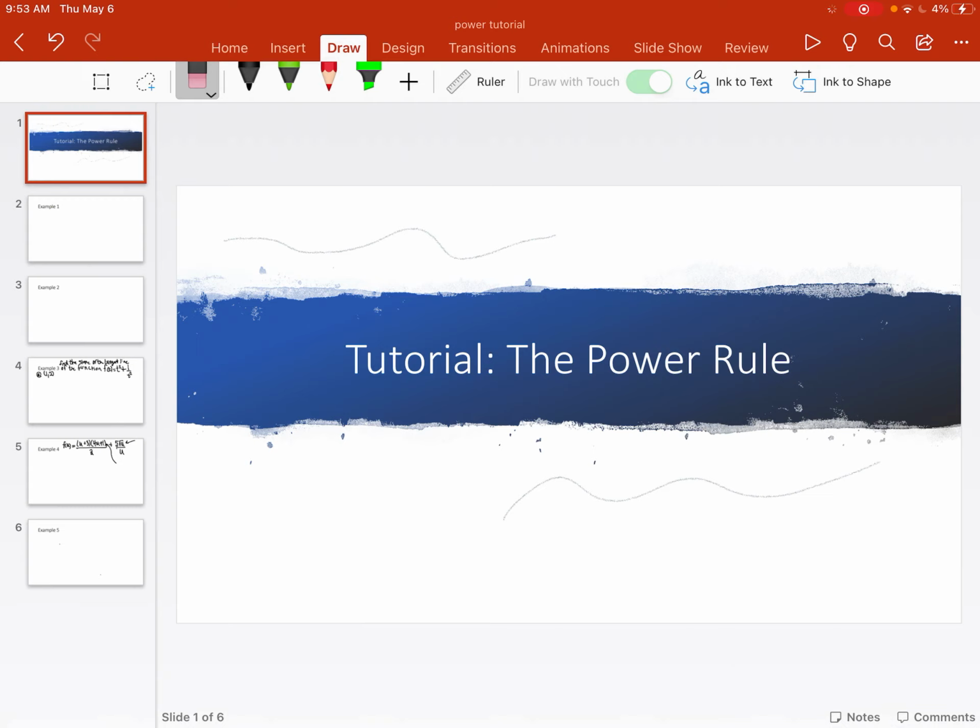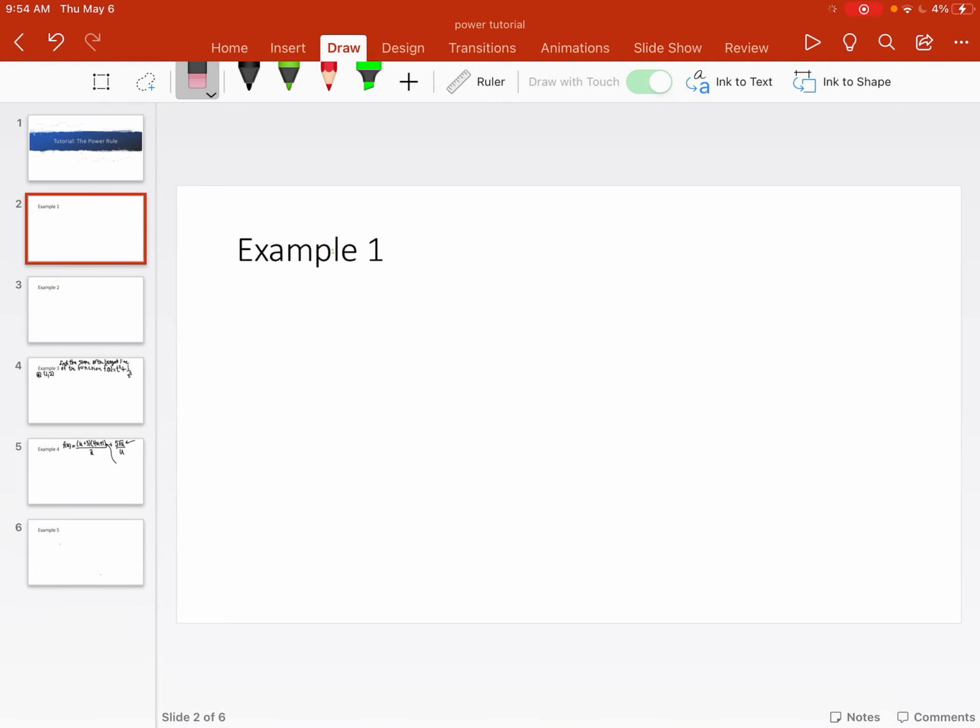If you're looking for an explanation of the concept of the power rule, a derivation, and basically just an introduction to it, then I'll refer you to the video on just the power rule. In this video, we'll be doing examples using the power rule and the sum and difference rules. So let's get started.